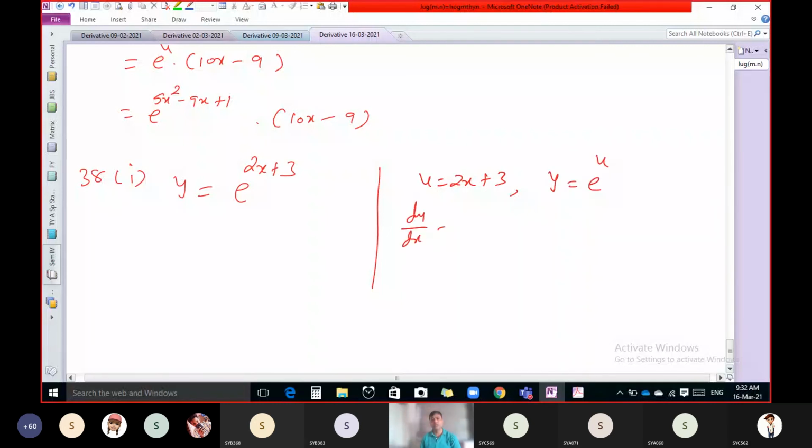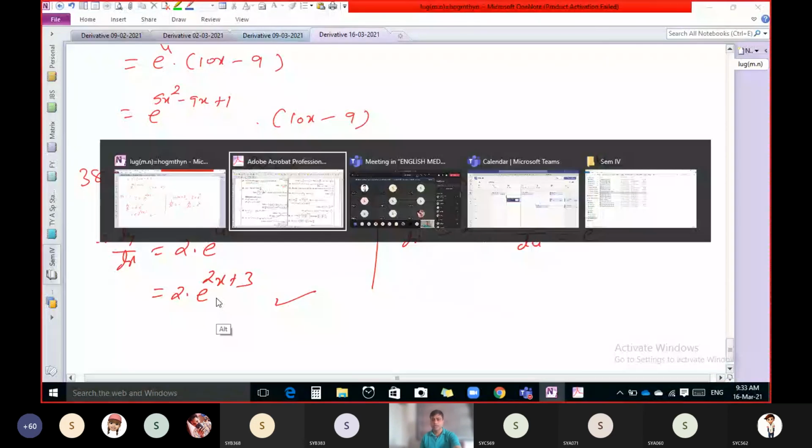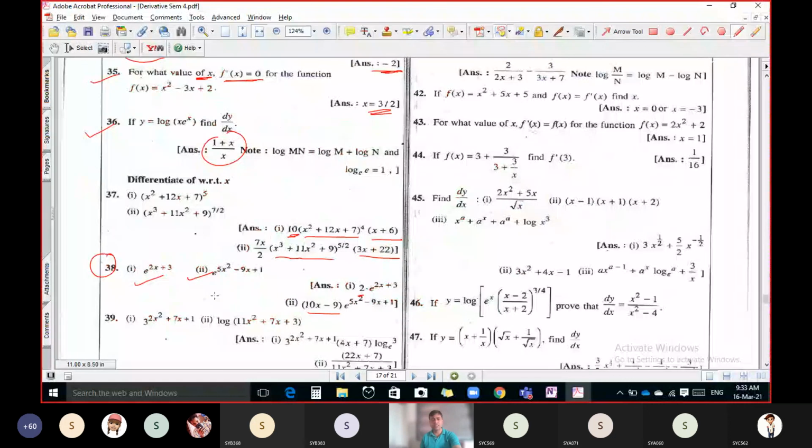Derivative of u with respect to x. What is the derivative? 2. And the derivative of e raised to u is e raised to u. So therefore dy by dx is nothing but the multiplication of this, 2 into e raised to u, and put the value of u, 2x plus 3. So this is my final answer, 2 into e raised to 2x plus 3. So that is the way to solve this question.